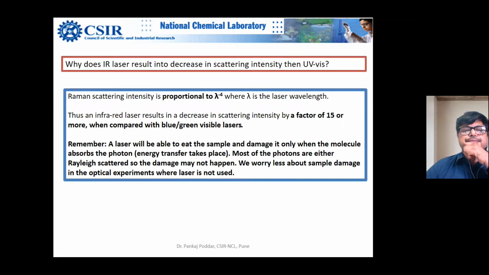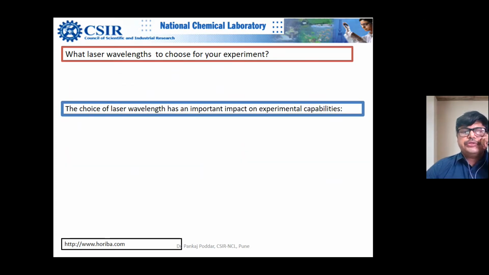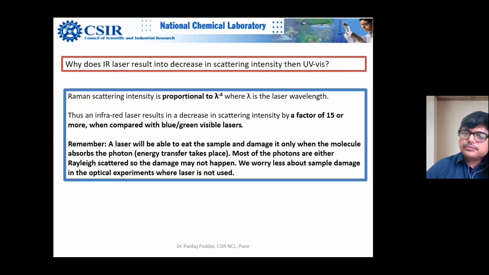And what source you would like to use depends upon the system which you are using and the type of Raman you are interested in. For example, if you are interested in resonance Raman, you would like to see the HOMO-LUMO gap or band gap in your system under investigation, and based on that, you would select the laser.